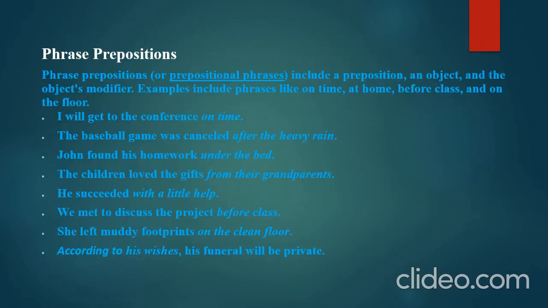Now we have the last one, the fifth one, and that is called phrase prepositions. Phrase prepositions are prepositional phrases that include a preposition, an object, and the object's modifier. Examples include phrases like on time, at home, before class, and on the floor. I will get to the conference on time. कि मैं conference वक्त पर पहुंच जाऊंगा.